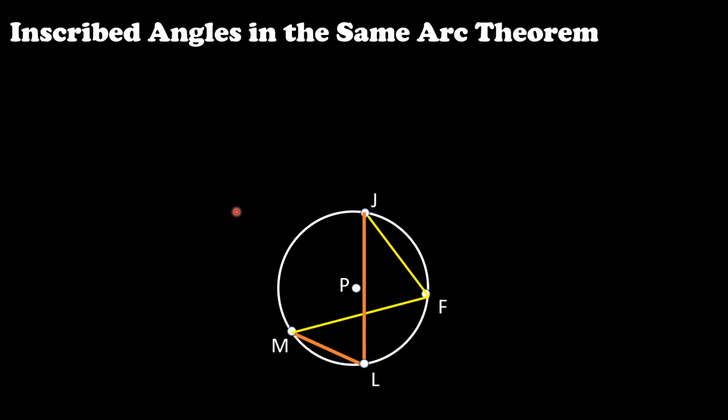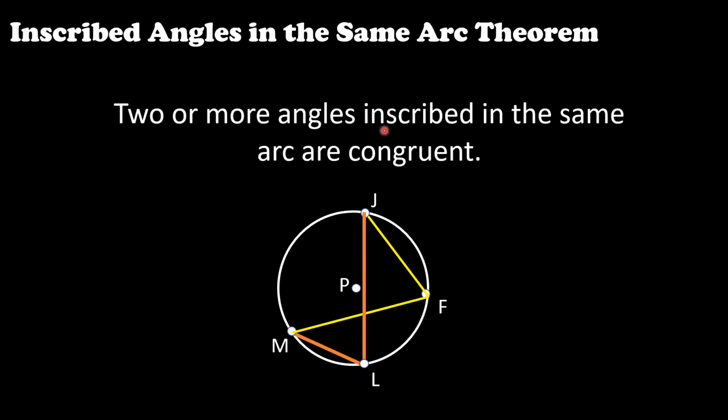Next, the angles in the same arc theorem: two or more angles inscribed in the same arc are congruent. In the figure, we have circle P, angle JLM inscribed in arc JLM of circle P, and also angle JFM inscribed in arc JFM of circle P. Since arc JLM and arc JFM are the same in circle P, we have angle JLM and angle JFM inscribed in the same arc of the circle.